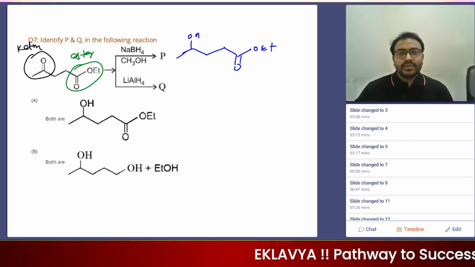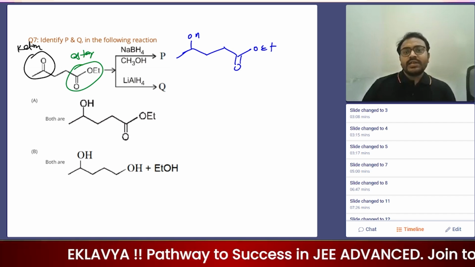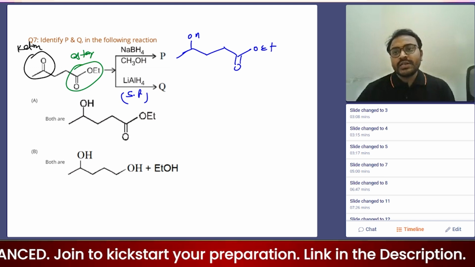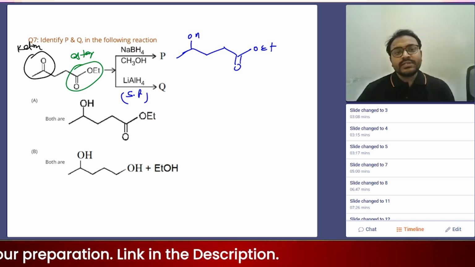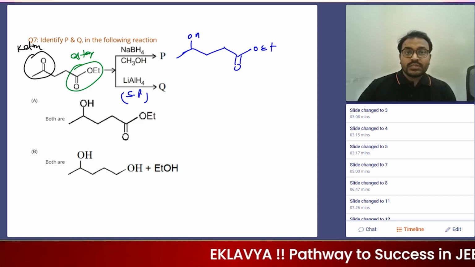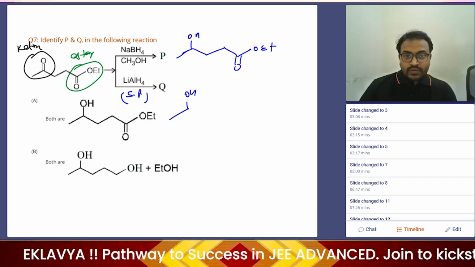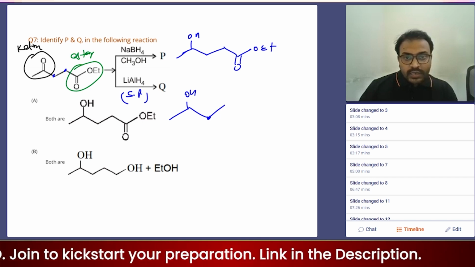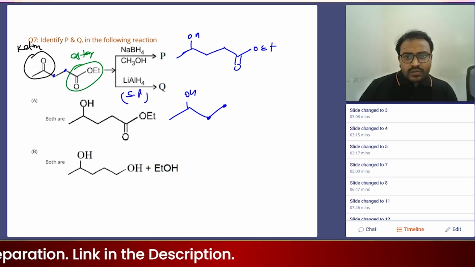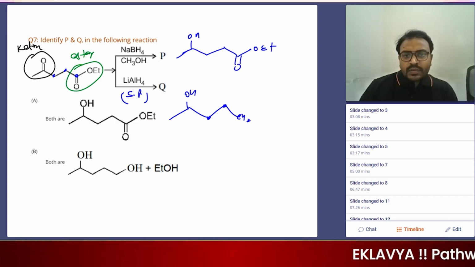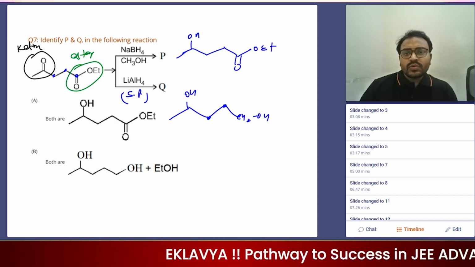Now the second one is LiAlH4. We know that LiAlH4 is a strong reducing agent. It can reduce both ester as well as ketone. Okay, so we'll get the correct structure. We can draw the structure. So the ketone is converting into a 2-degree alcohol. This is carbon, this is carbon, right? The next carbon also we have. Now this is also carbon, and this carbon is converting into CH2OH.